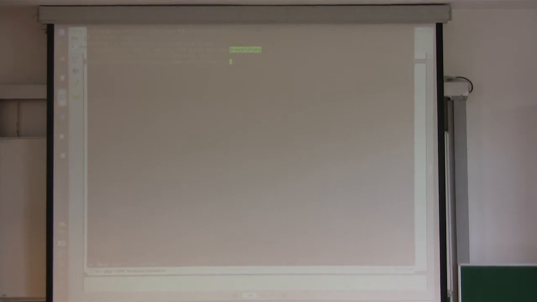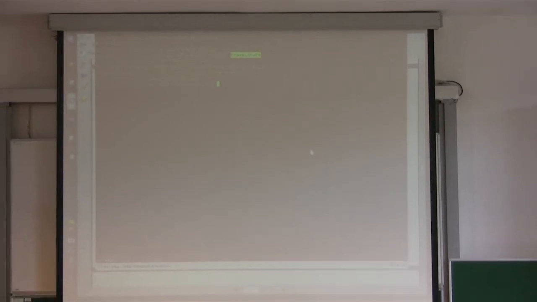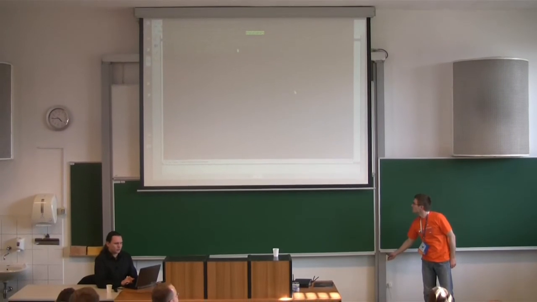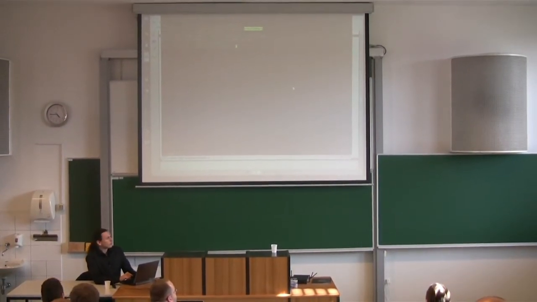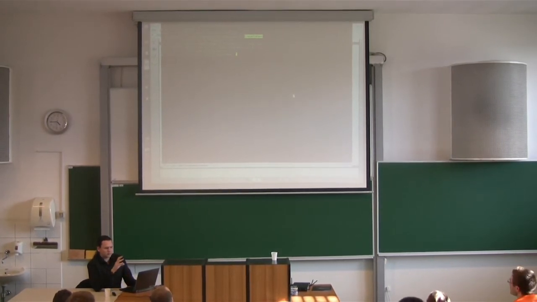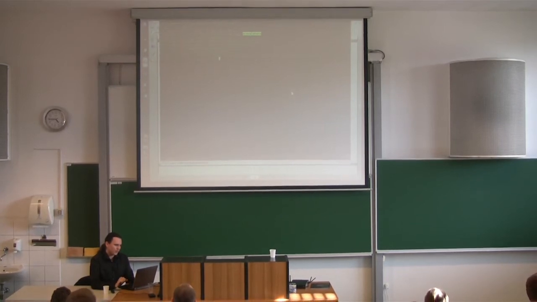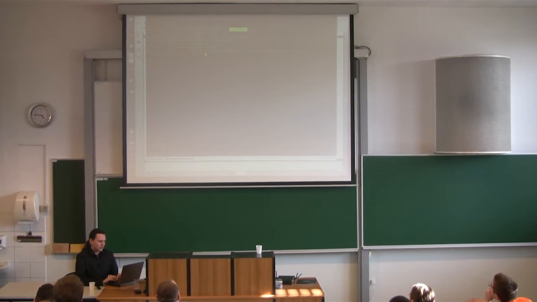So first is enter human readable module name. I will change this to travel share, right? Module description, travel share custom entity, fine for this demo. Enter entity class name. Usually travel share is good for this. And enter base entity menu path, travel share. So this is a menu path variable that the Genova Entity module will use when generating hook menu, and also all menu items for the admin section. You will see soon, like for bundles creation, field UI, admin pages, and similar. And we will leave it on travel share. And now we get the message: module travel share created at this path.